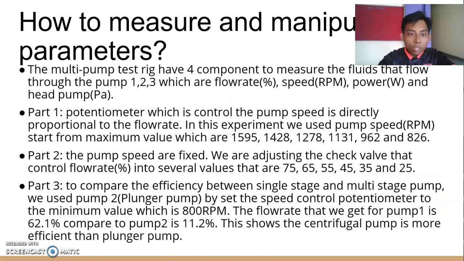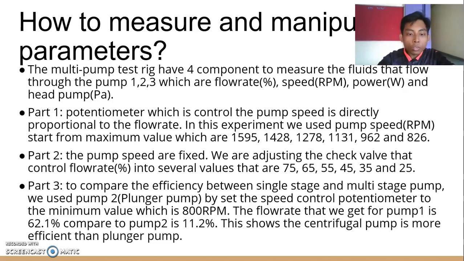Okay, so the multi-pump test rig has four components to measure the fluids that flow through pumps 1, 2, and 3, which are flow rate, speed, power, and pump head. So for part 1, the potentiometer, which controls the pump speed, is directly proportional to the flow rate. In this experiment, we use the speeds 1595, 1428, 1278, 1131, 962, and 826 RPM.